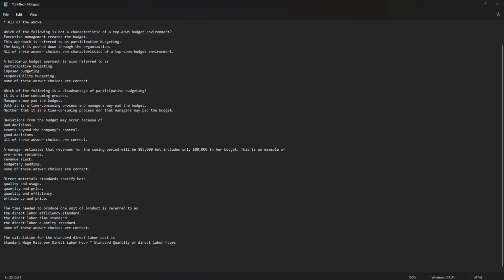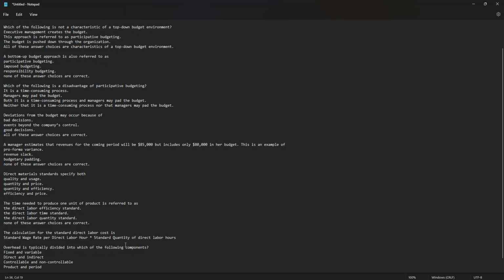And then on to the final question. How sad, we didn't get to use the actual writing. We need to type everything here because this is a completely boring one. The overhead is typically divided into which of the following components? Does anyone know? Is it fixed and variable? Is it direct and indirect? Is it controllable and not controllable? Or is it product and period? If you guys watched part 7, you would know that when we were calculating the overhead, we were using fixed and variable components. But that's just more of a given rather than anything else.